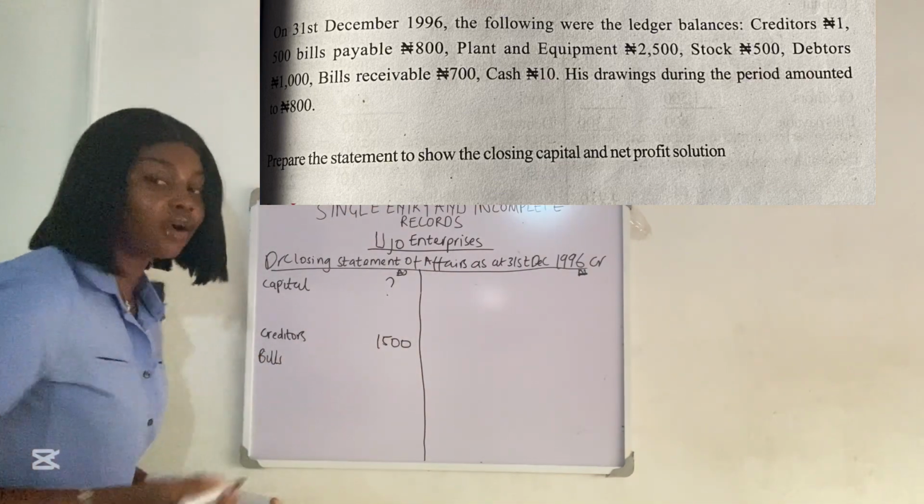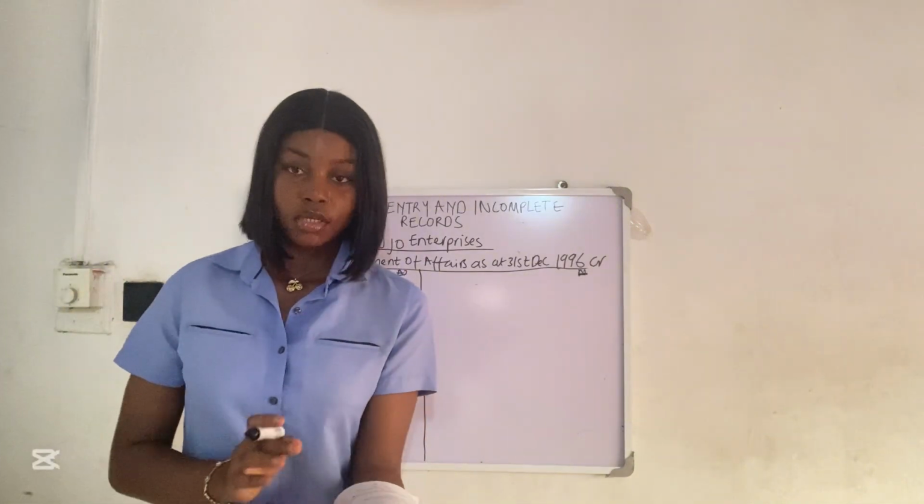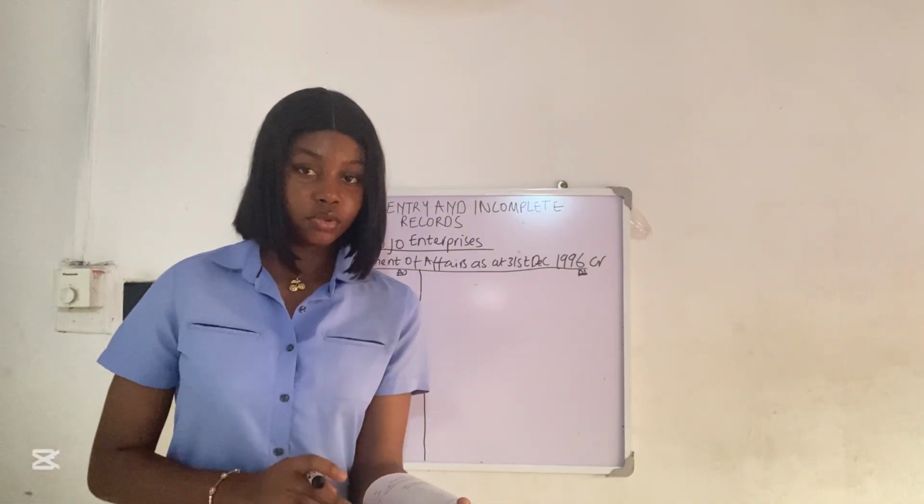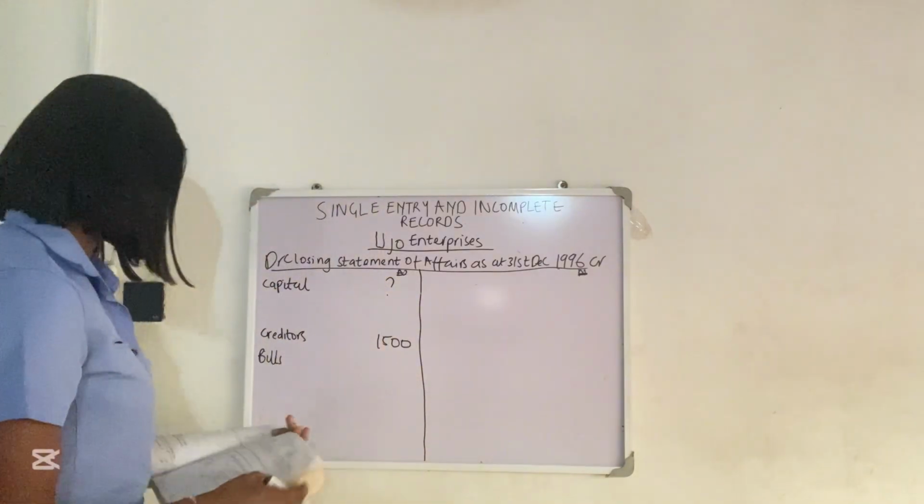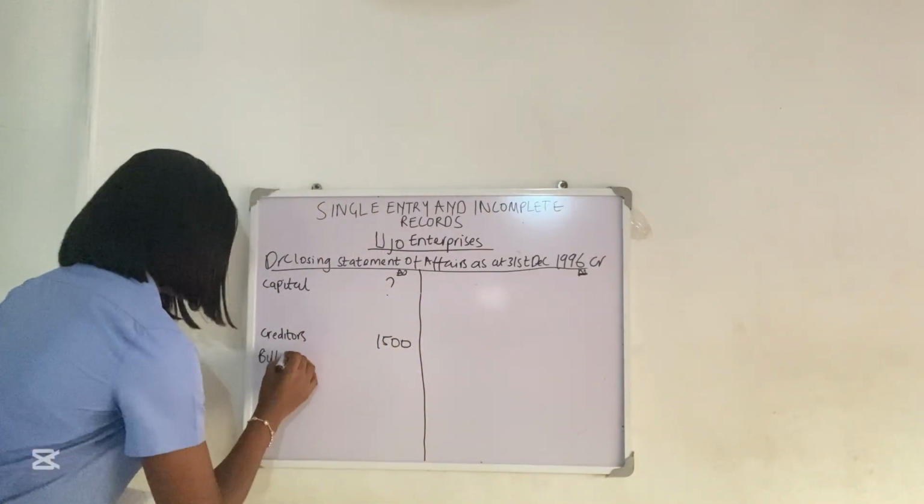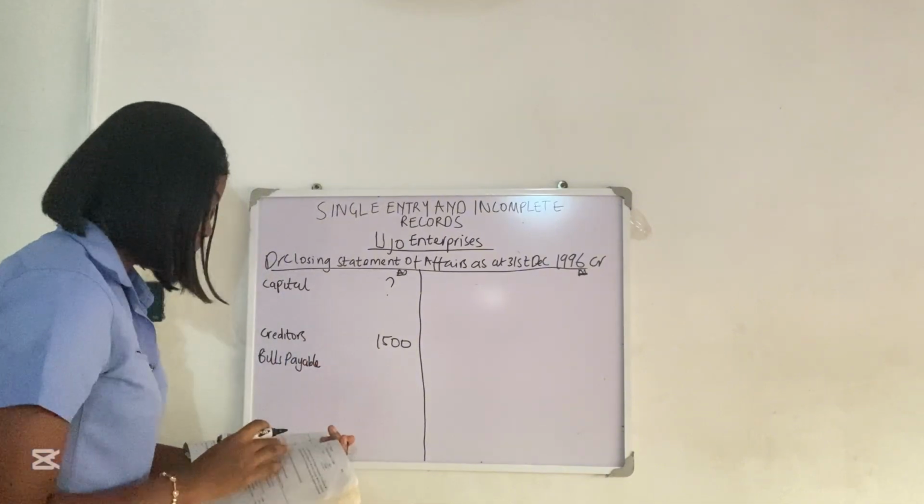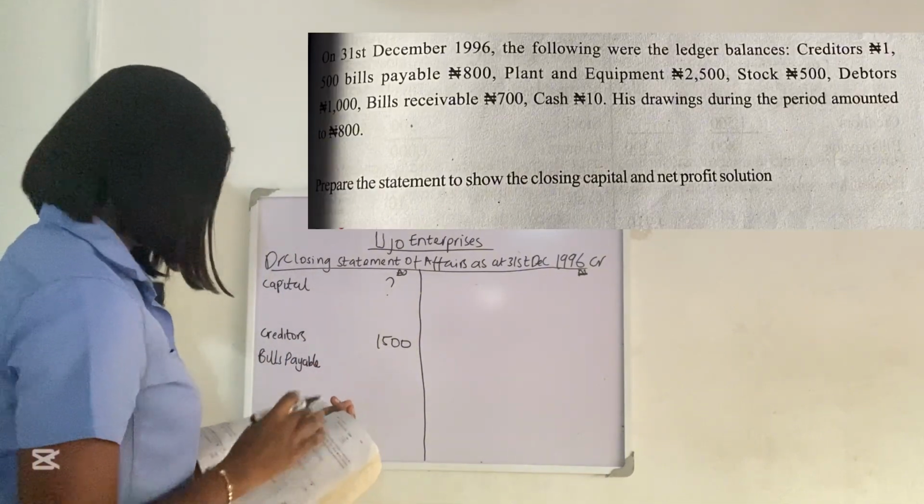You guys, I don't have my calculator here, so it's already been solved here, so I'll just get the total figure from it. I would have used my phone, but I'm using my phone to record. So bills payable is 800.